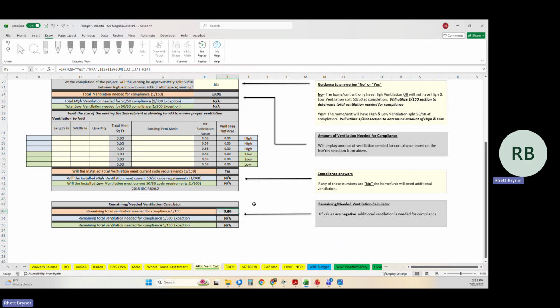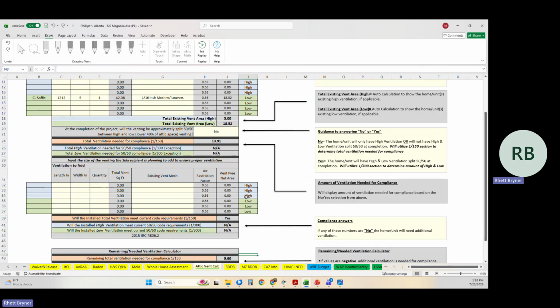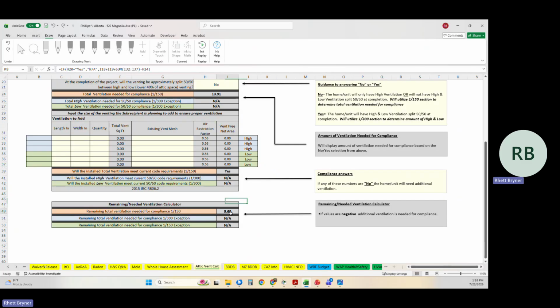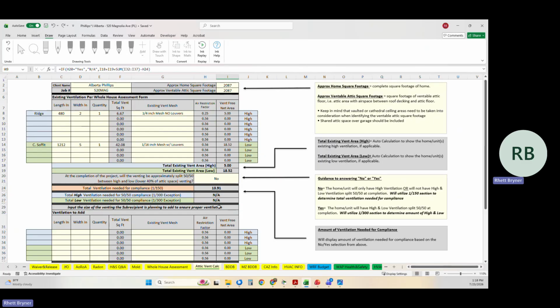So I'm going to change that back to what it actually is. Again, if you did have a negative number, you would want to add more ventilation here in order to get that number to be a positive.